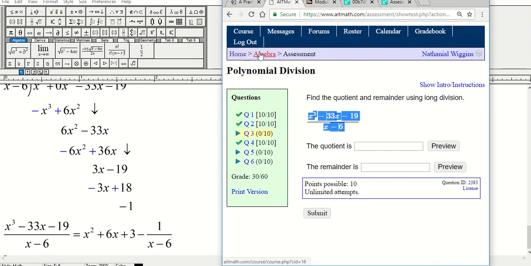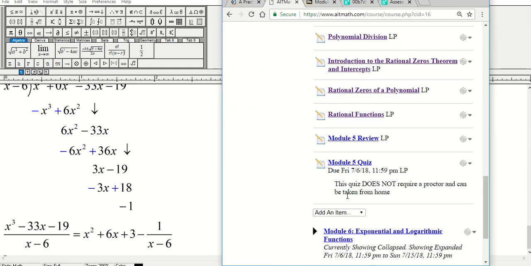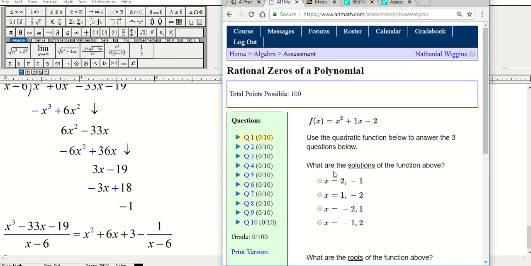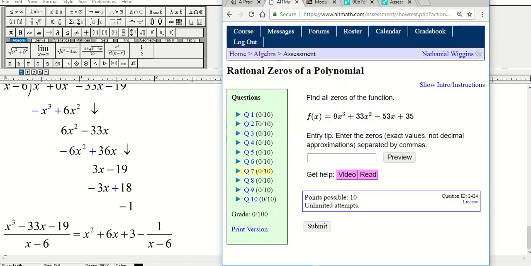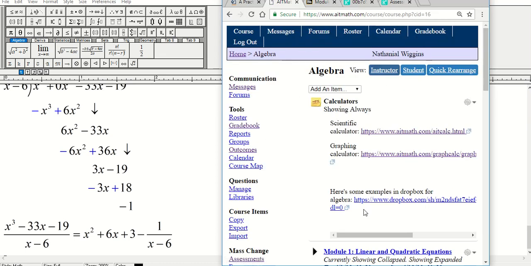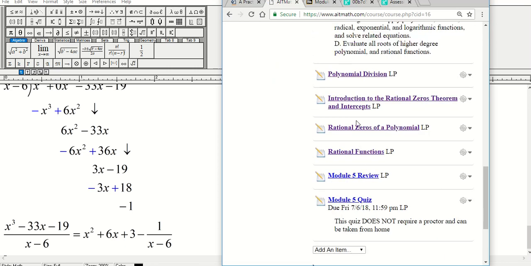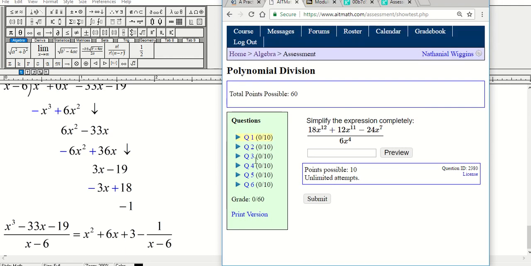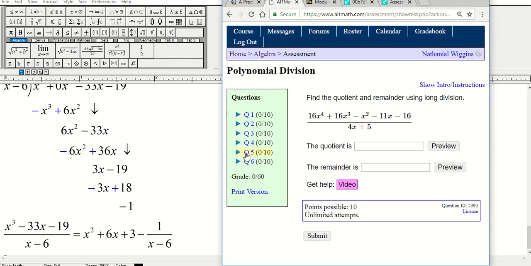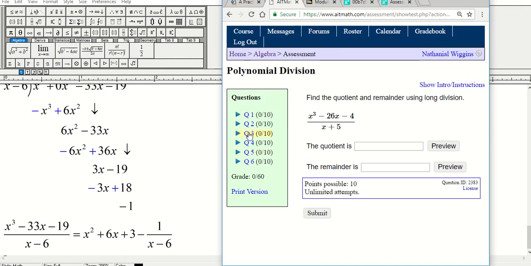Okay. Now, my next question is going to be, where do you learn synthetic division? And I don't know that you do. Okay. So, yes, you are going to learn synthetic division right here, okay? So, follow me for one more second. Let's go back into this polynomial division. And we're going to go pick one out. Not that one. You'll have to do that one long division for now.